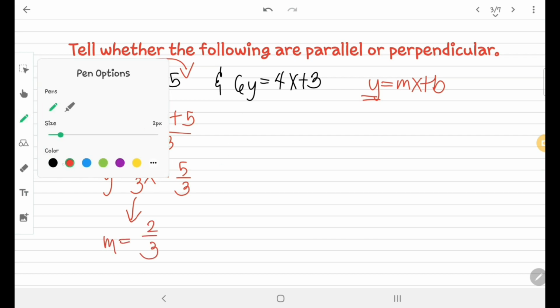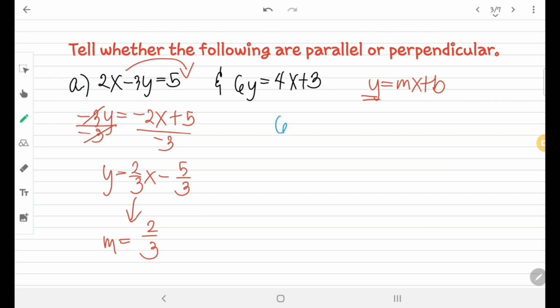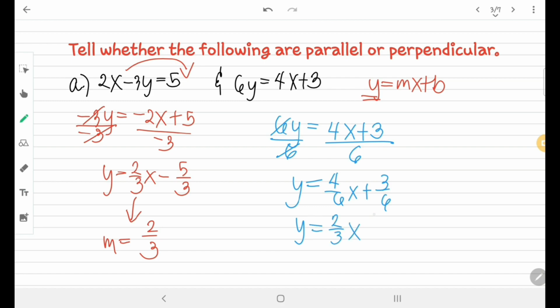Okay, gawin din natin yung dun sa kabila using blue. So, I have 6y equals 4x plus 3. I don't need to transpose or mag-APE kasi nasa isang side na yung y. So, we will just be dividing both sides, or multiply both sides by 1/6. So, y equals 4/6 x plus 3/6. Pag fraction, dapat naka-lowest term. 2/3 x plus 1/2. So, ang slope nito ay 2/3. And comparing the slopes, they are the same. So, we could say they are parallel.